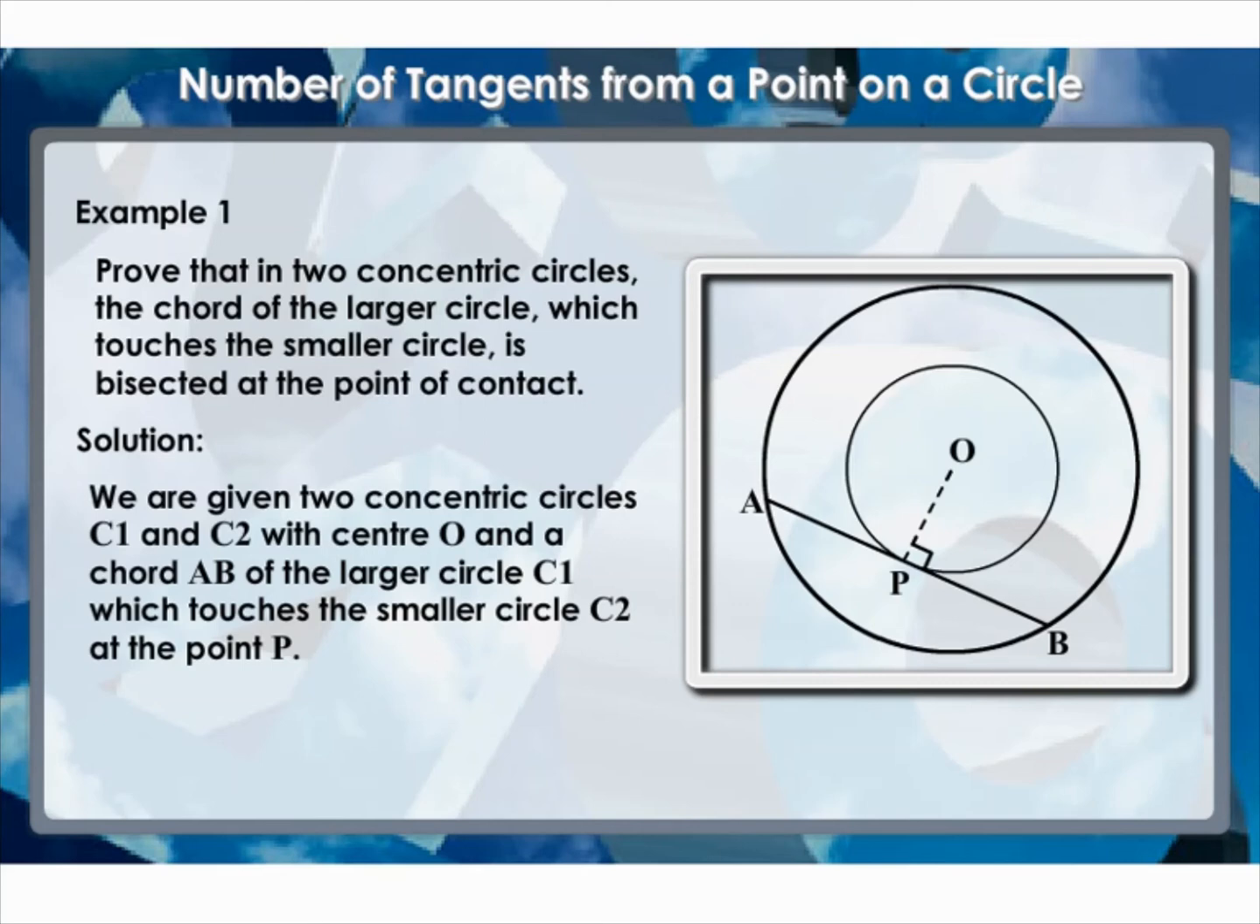Let's work some examples based on the theorem. Prove that in 2 concentric circles, the chord of the larger circle which touches the smaller circle is bisected at the point of contact.